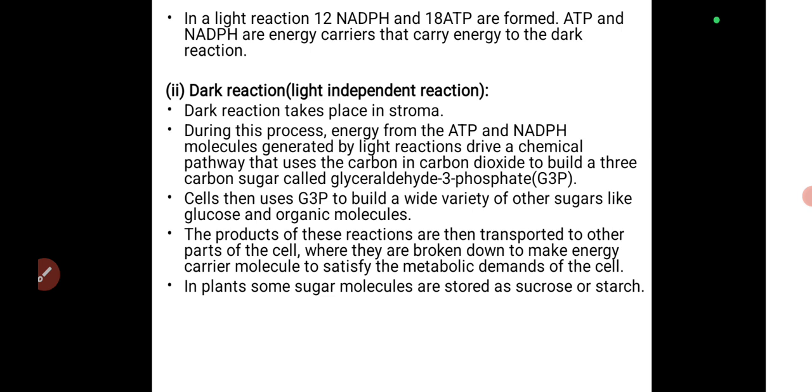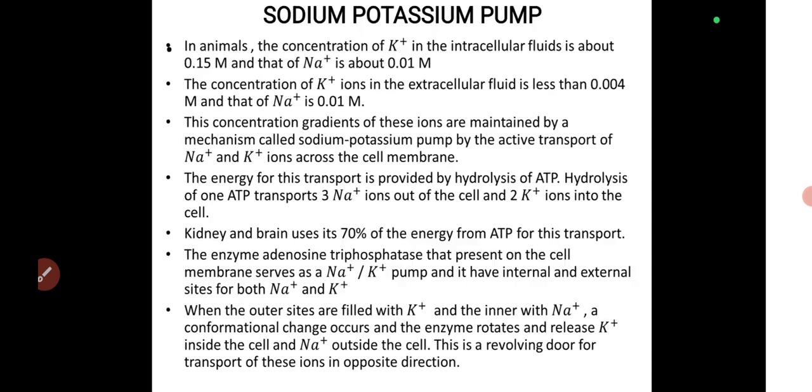In plants, some sugar molecules are stored as sucrose or starch. Basically, glucose is produced, then its subproducts may be developed as per some mechanisms present in some plants. Now, that's all about photosynthesis.